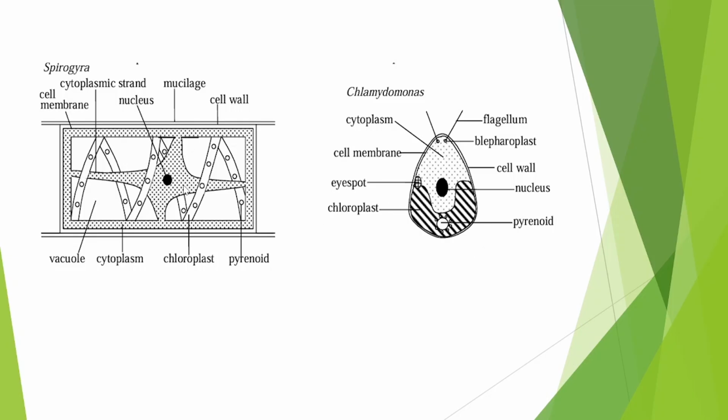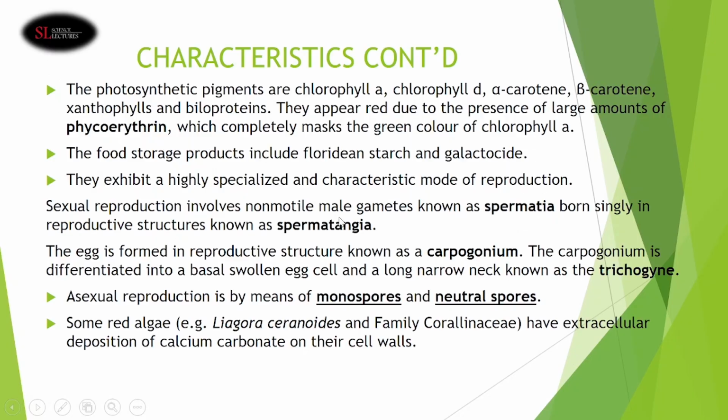stellate. Then their photosynthetic pigments are chlorophyll A, and we said members of Rhodophyta have chlorophyll D, while others have alpha carotenes, beta carotenes, xanthophylls, and biliproteins. Just a reminder, we said biliproteins are found in two algal phyla, that is Rhodophyta and Xanthophyta.